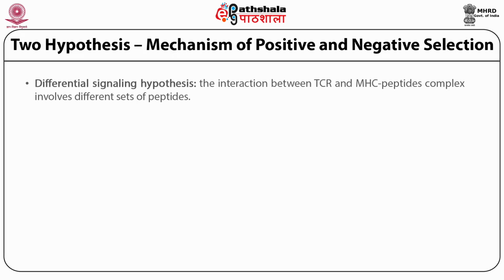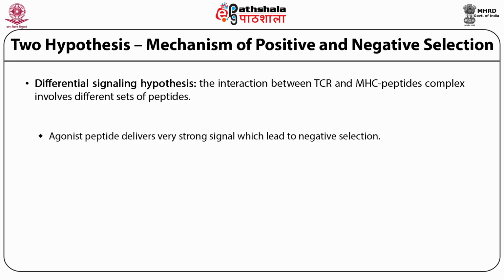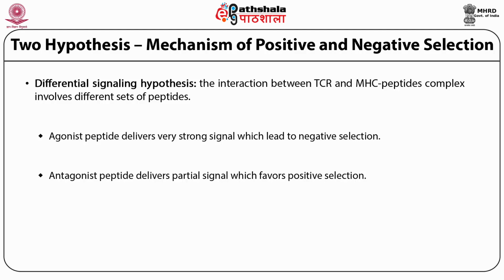Next is the differential signaling hypothesis. According to the differential signaling hypothesis, the interaction between TCR and MHC peptide complex involves different sets of peptides which may lead to different signals. So, agonist peptide delivers a very strong signal which leads to negative selection. Antagonist peptide delivers a partial or weak signal which favors positive selection.